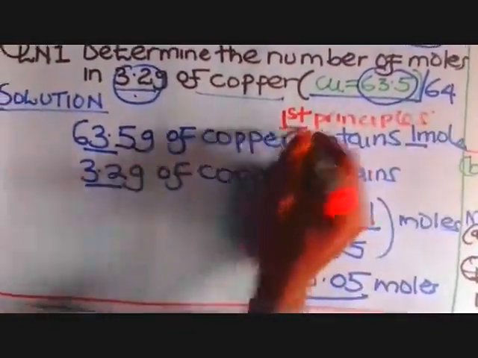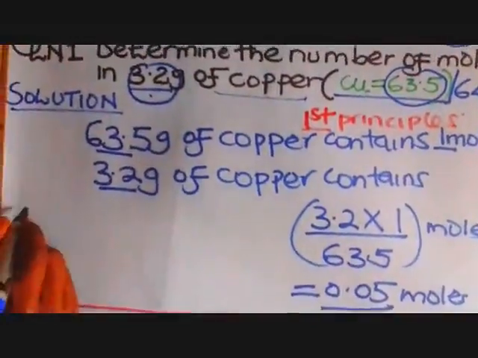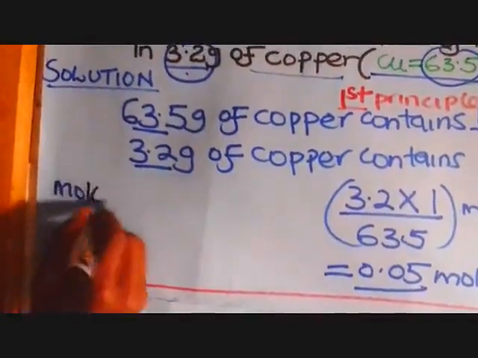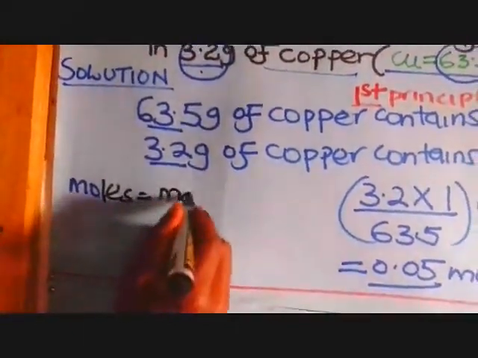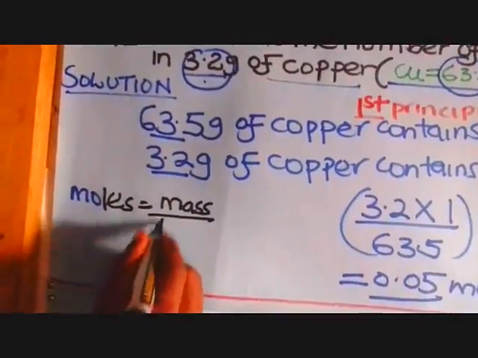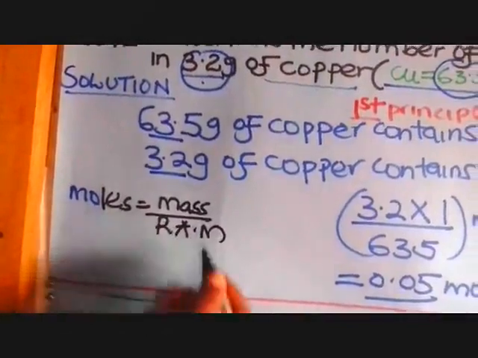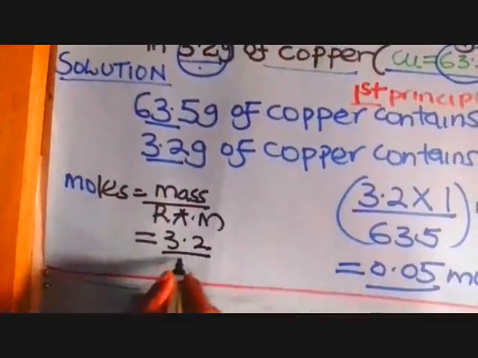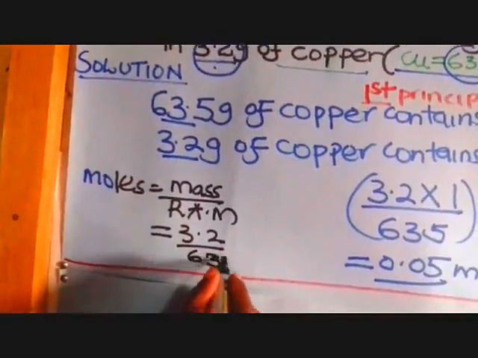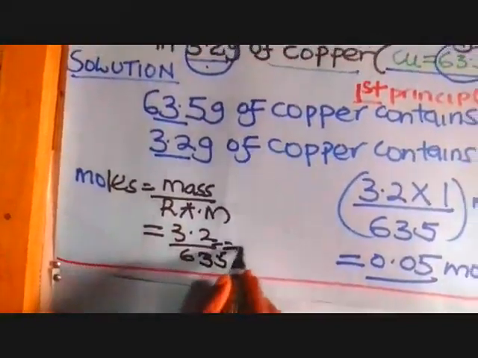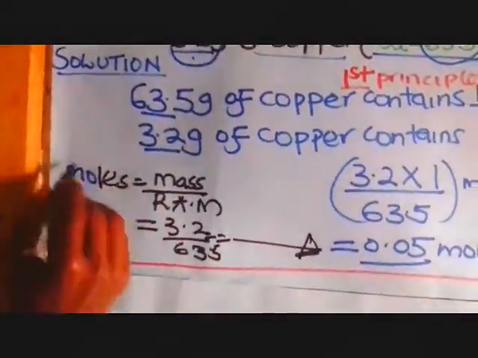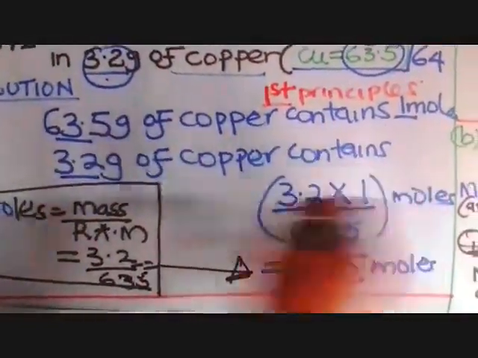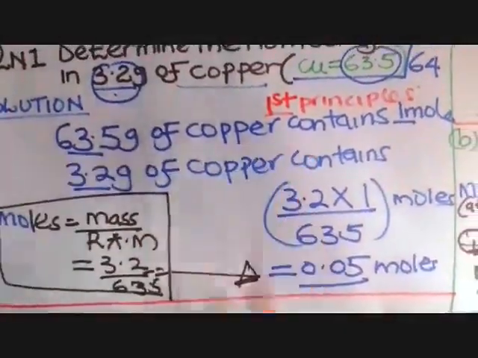However, you can also apply a formula. When you are applying the formula, you will just say moles are equivalent to mass over the relative atomic mass. If it is a compound, you can say formula mass. Therefore, we shall get our 3.2 divided by 63.5, and we shall arrive at the same answer. So it depends on what you can do, but preferably the first principles will help you to earn a lot of marks. The formula is just to check your answer, but it is convenient.